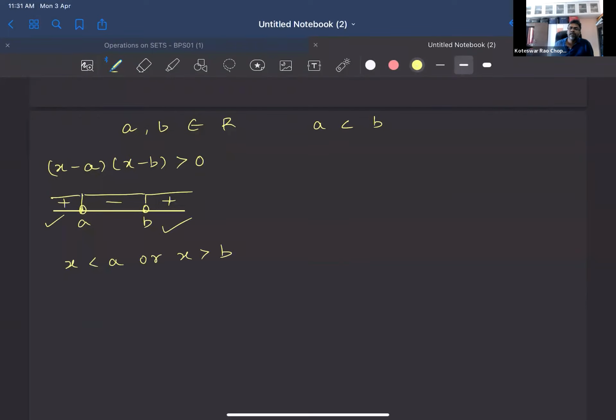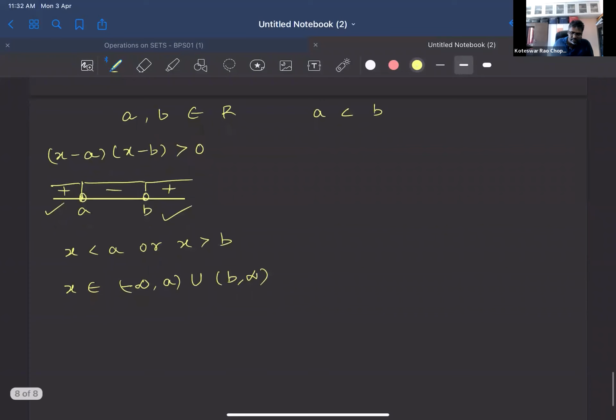Okay, x is less than A or x is greater than B. So to represent this, you use intervals. You write minus infinity to A, not included, and then union B to infinity. You're okay? Here we're not using numbers, we are just using A and B, which you can also call parameters. You don't know the values, but this is the general setup.